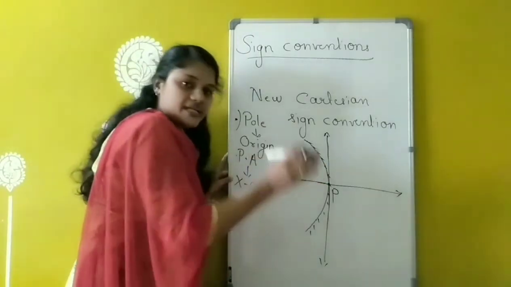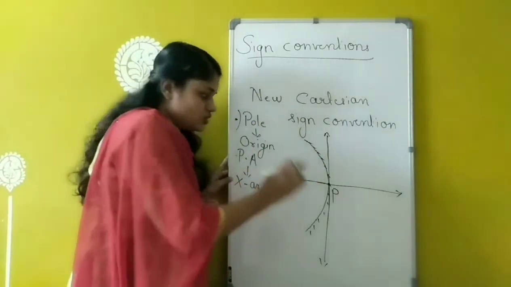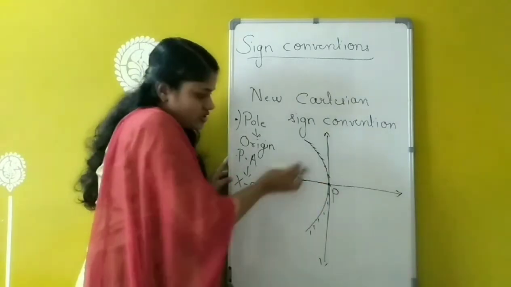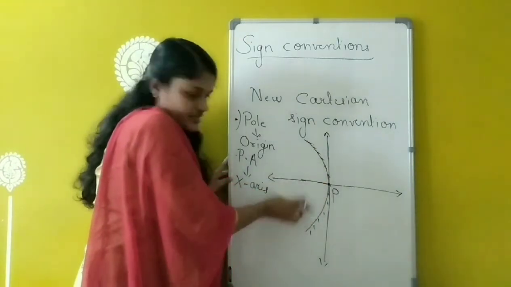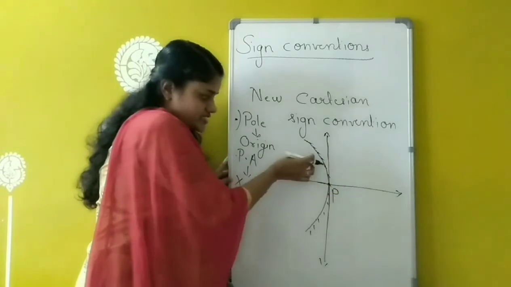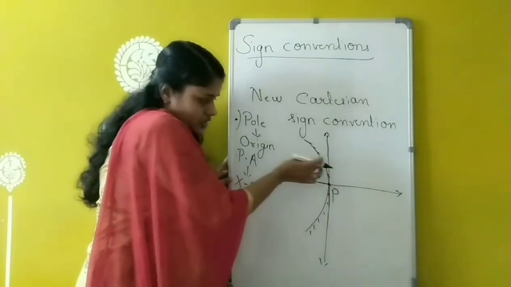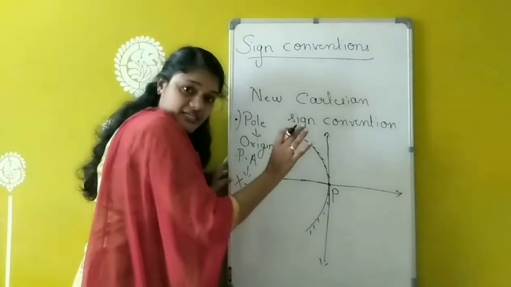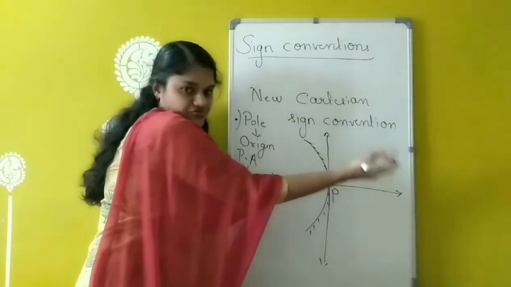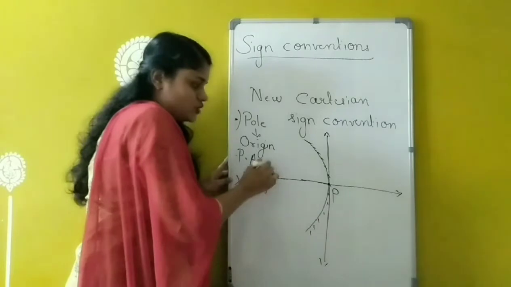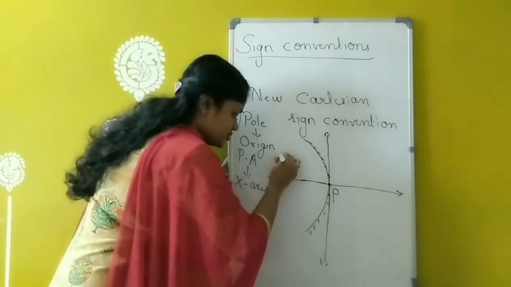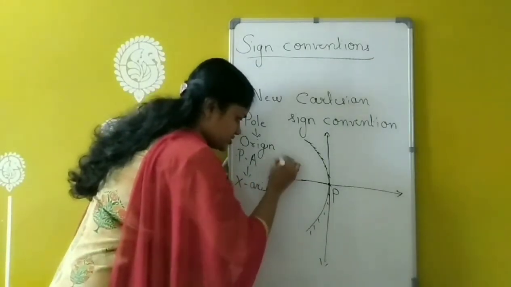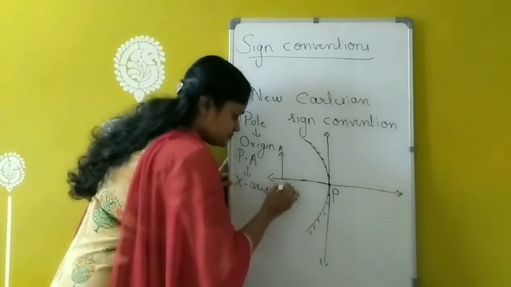Normally we keep the object only on the left hand side, because this part is a reflecting part. The mirror has two parts: one is reflecting, the other is non-reflecting. So we always place the object only on the left hand side, because this part is non-reflecting. Suppose somewhere here I am keeping the object. So this is the object.